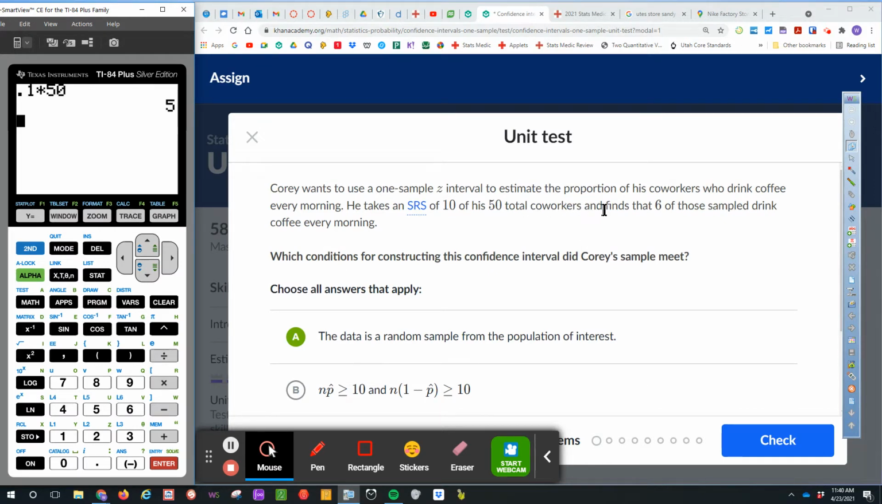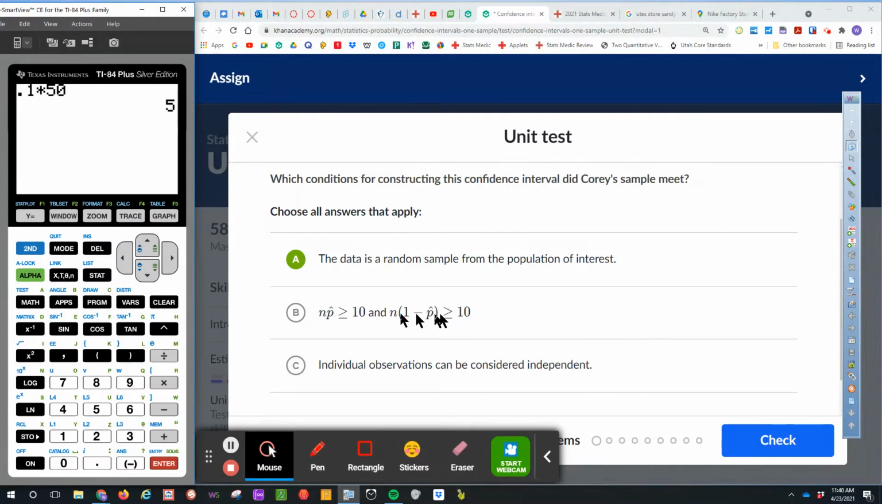Okay, let's continue. And finds that 6 of those sample drink coffee every morning. So 6 out of 10. So 6 successes and 4 failures because 10 minus 6 is 4. So they did not meet the normal condition, right? So we just pick the first one.